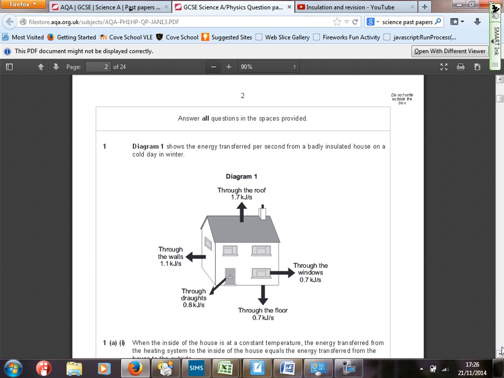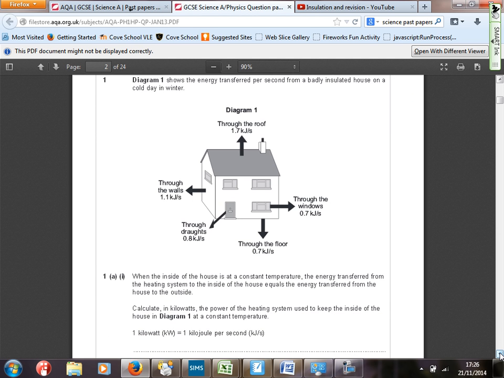Let's just zoom out a little bit. Okay, and there are lots of different ways you can get out: through the roof, through the walls, through drafts, all that kind of stuff. The first thing you might start to do is look at this and panic, because the units are given not in watts, they're given in kilojoules per second. We haven't met kilojoules per second. What does that mean? But before you panic, we know that a joule per second is actually the same as a watt. So all this is a kilowatt. They're just trying to confuse you by changing the units.